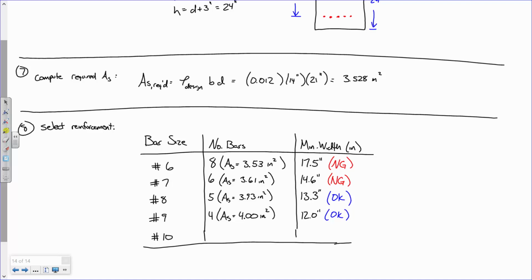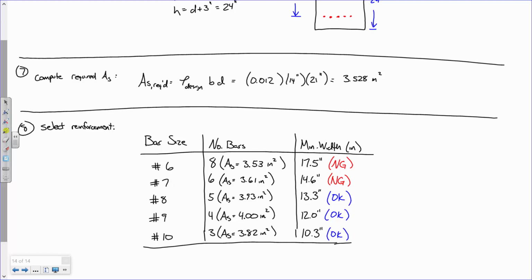Okay, let's look at number 10s. How many number 10s would work? All right. Why is that? What's the area of steel? Somebody else. 3.82. Okay. Now, what's our minimum beam width for that? 10.3. So that's okay, right? Sound good?